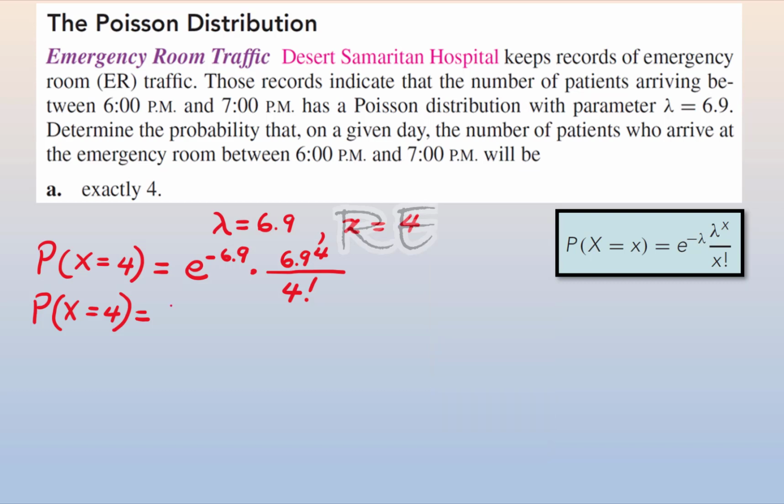9.5% is the probability that 4 patients, exactly 4 patients, will arrive to the ER between 6 and 7 p.m.